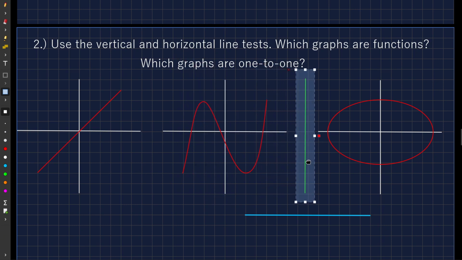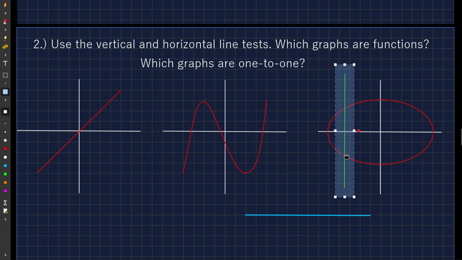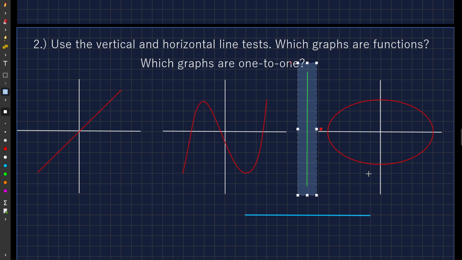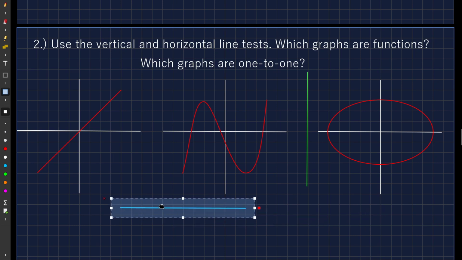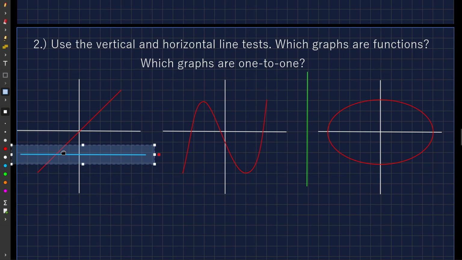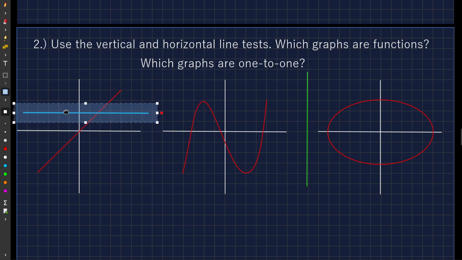However, if I drag it along the ellipse graph, we can see that no matter where I drag it, it will always intersect the green line at 2 points. Therefore, the ellipse that we see here is not a function. Now, if we use the horizontal line test to determine which of these graphs are one-to-one, we can see that no matter where I drag the blue line across the y-axis, the linear graph always intersects it at one point. So therefore, the linear graph is one-to-one.